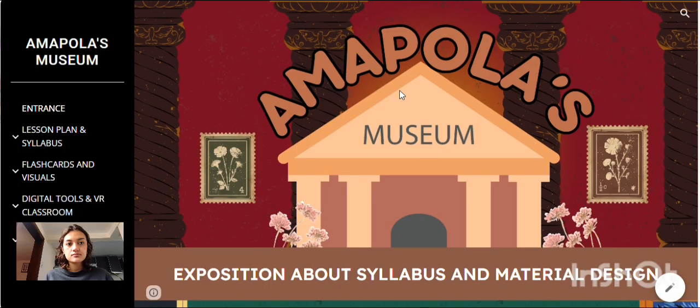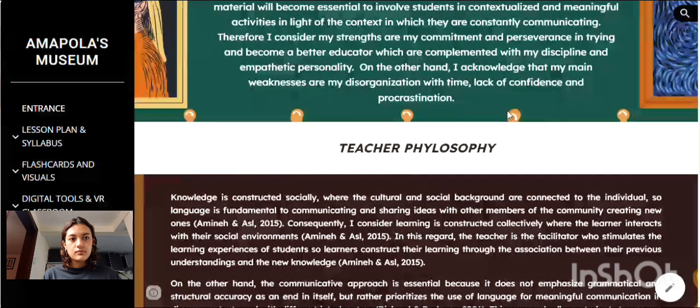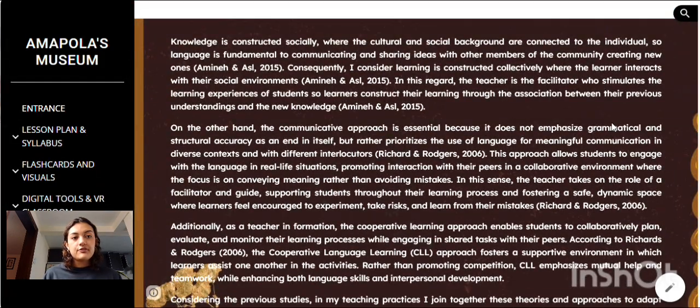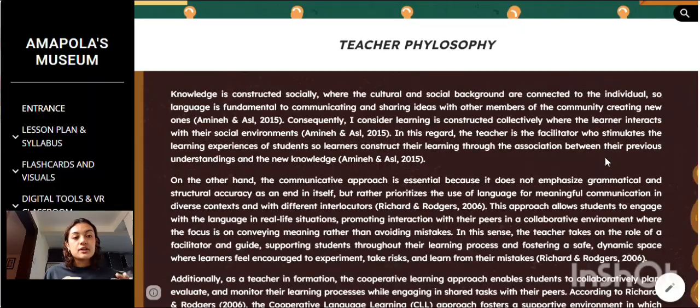Let's look. My name is Simone Oruena and I am currently in the 6th semester of my bachelor's degree in education. This museum portfolio exhibits the material I have created for A2 learners in order to enhance their English language understanding. As a teacher, I believe that education is constructed collectively, where learners interact with their social environment to create meaning. For this reason, constructivist theory is fundamental to my teaching practice.